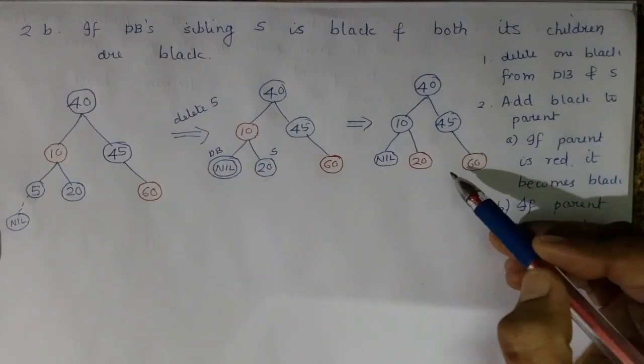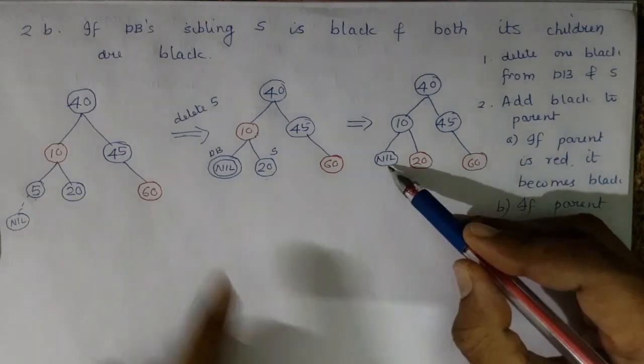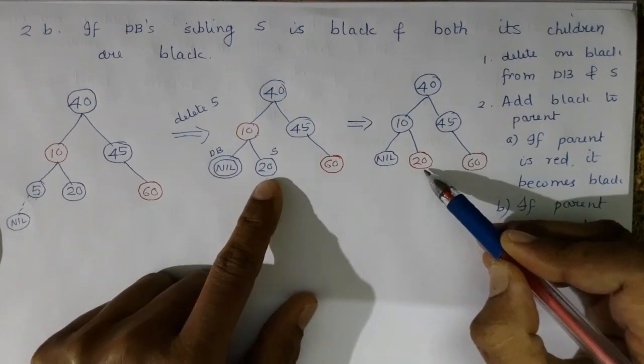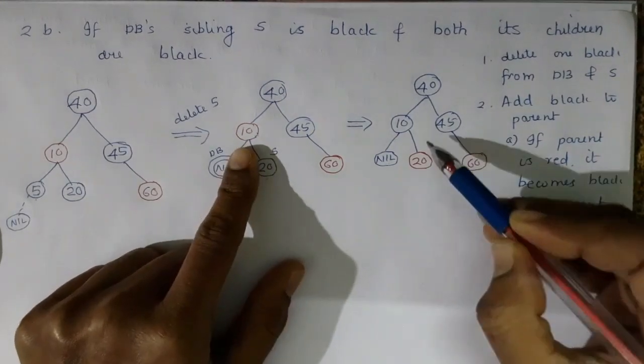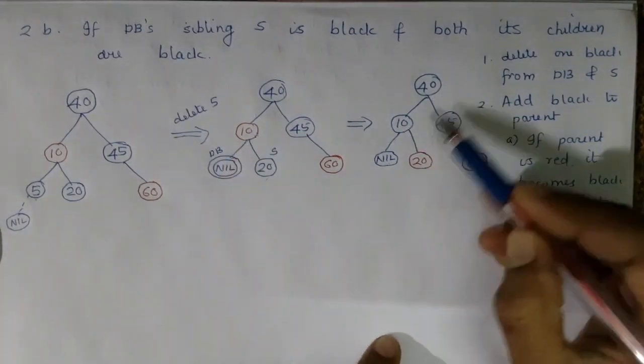So this is the tree after resolving the issue. We delete one black from nil node, so it becomes single black. Then delete black from sibling, it becomes red. Add black to the parent. Red parent, so it becomes black. So this is a red black tree.